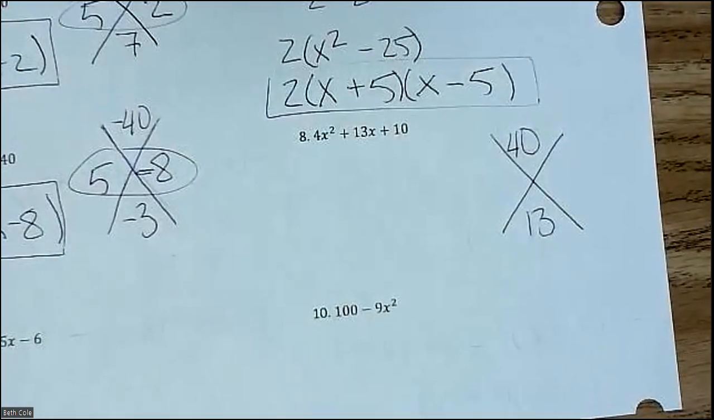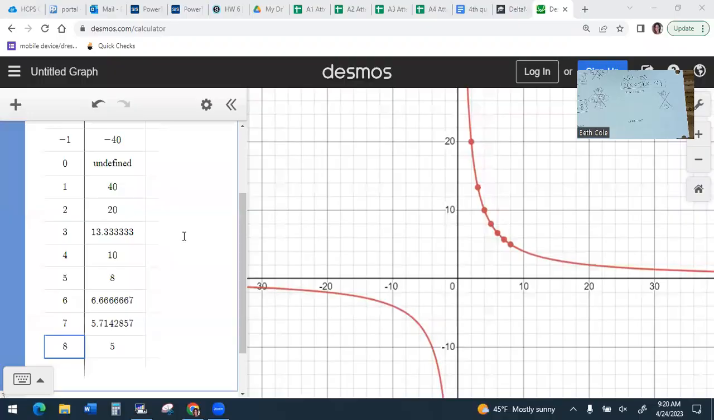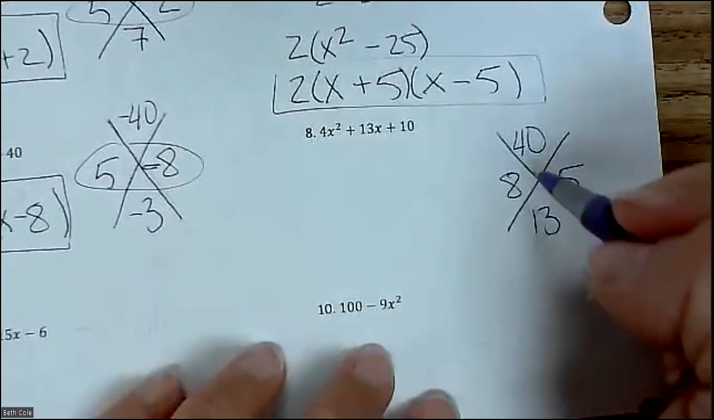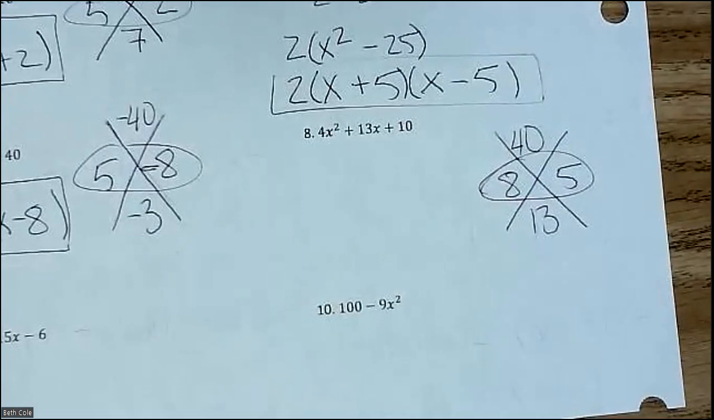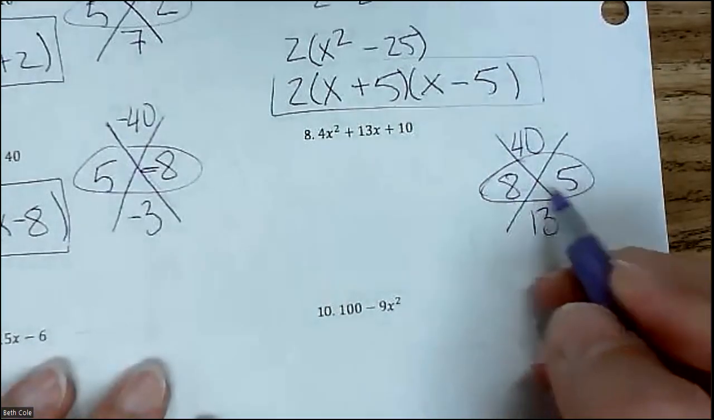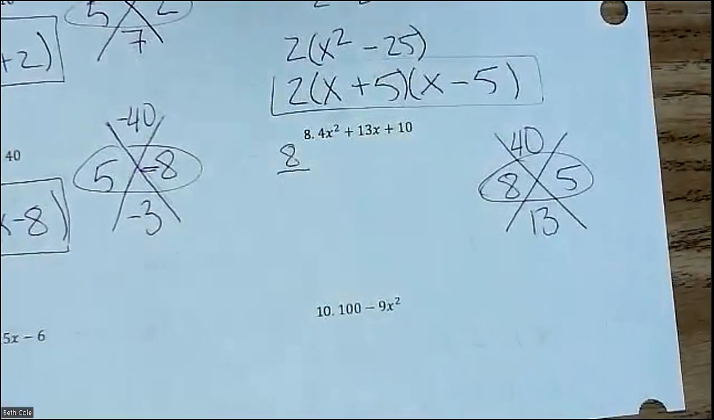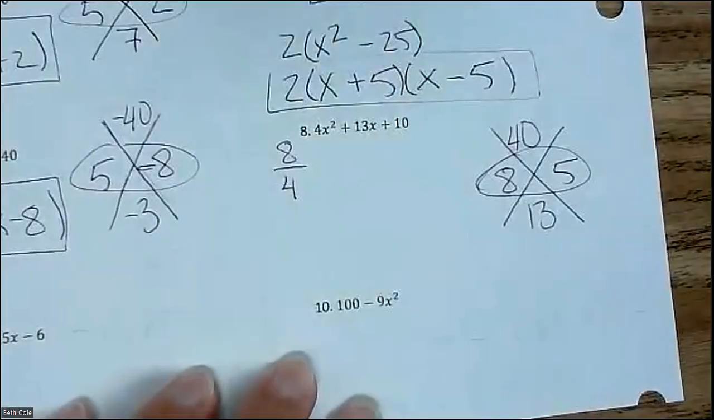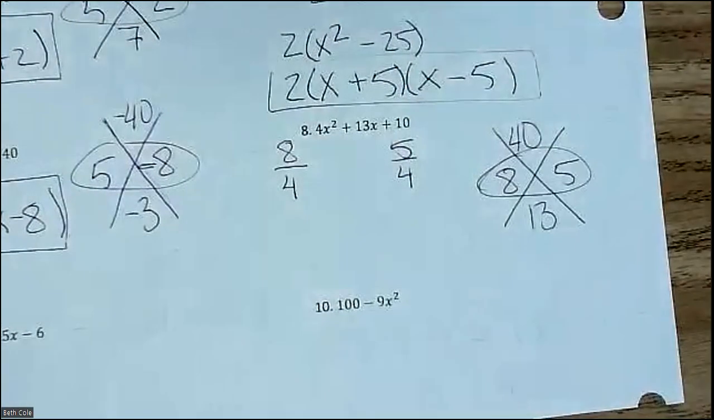So I actually already have 40 in here. Do you see a pair that'll add or subtract to be 13? Eight and 5. Good job. So 8 and 5, everything's positive. So these are your numbers. You just have an extra step before you can get to the parentheses. You're going to take both of those and put them over which number? Do you remember? 4. Good. The 4 that's out front. So 8 over 4, 5 over 4.